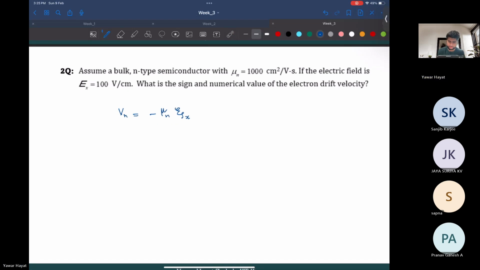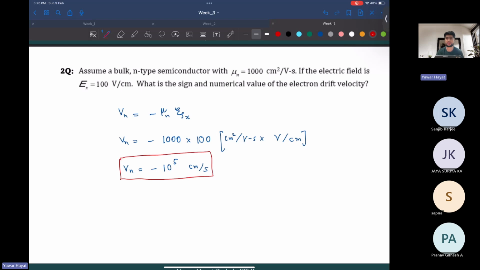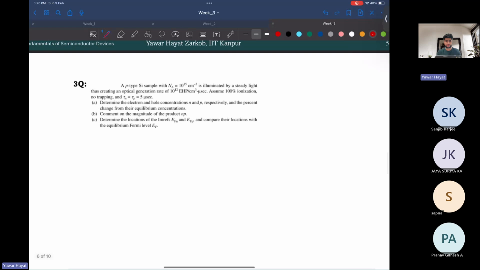Okay, so now your Vn is minus mu n, which is 1000, times 100. Let's do a unit calculation on the side. This is centimeter square per volt second multiplied by volt per centimeter, right? So the volt and volt would go, the centimeter and centimeter would go, and we'll be left with centimeter per second. You missed out this second. Okay, so this is the required answer. This was pretty straightforward actually.